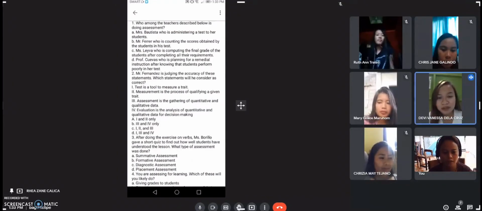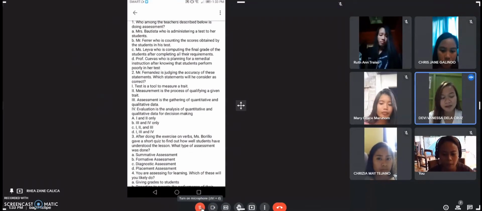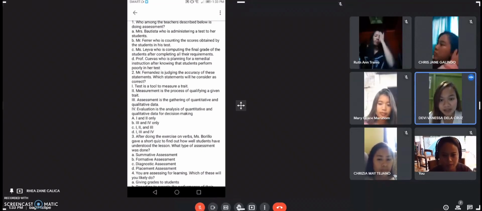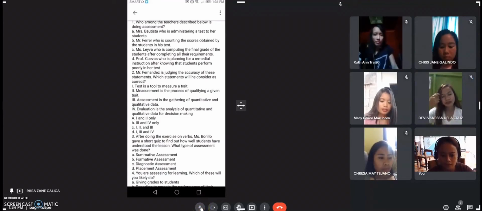First question. Who among the teachers described below is doing assessment? A. Mrs. Bautista, who is administering a test to her students. B. Mr. Ferrer, who is counting the scores obtained by the students at his test. C. Miss Leva, who is computing the final grade of the students after completing all their requirements. D. Miss Cuevas, who is planning for a remedial instruction after knowing that students performed poorly in her assessment.